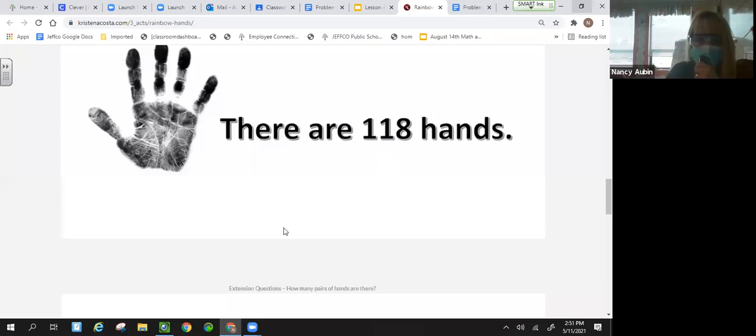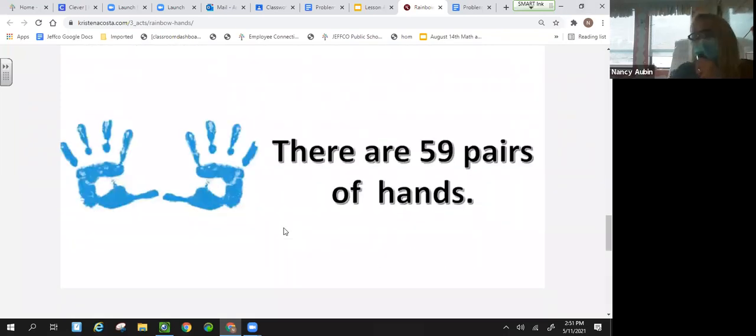So I knew that 18 divided by 2 equals 9. Don't touch it though. So 100 divided by 2 equals 50, and 18 divided by 2 equals 9. So it equals 59. Let's see if he's right. You guys ready? There are 59 pairs of hands.